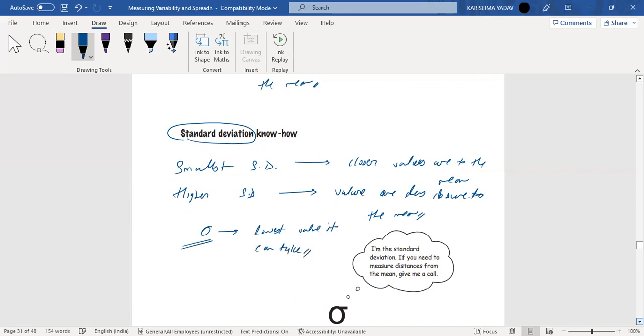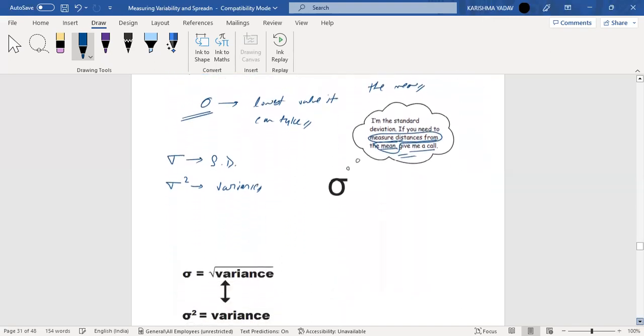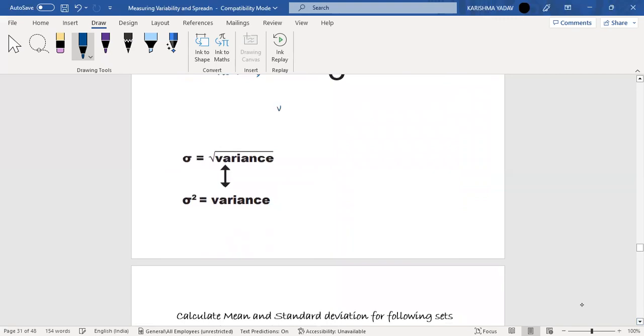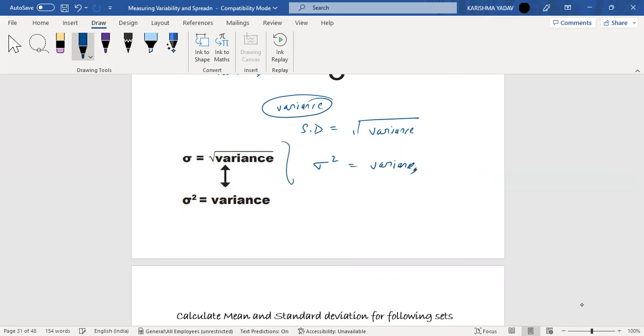Now, we denote the standard deviation by sigma. This is the sign of sigma, and if we take the square of this sigma, we get the variance. It is as if the standard deviation is saying: hello, I am the standard deviation, if you need to measure distances from the mean, give me a call. The formula for the standard deviation is sigma: we take the root of the variance, which can also be written as sigma squared equals the variance. So this is how we can calculate the standard deviation and the variance.